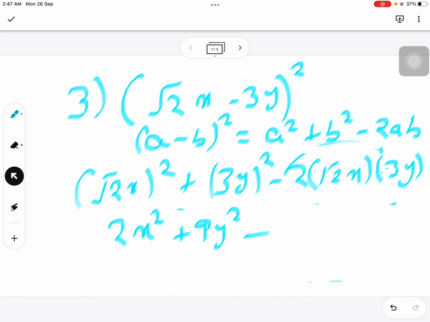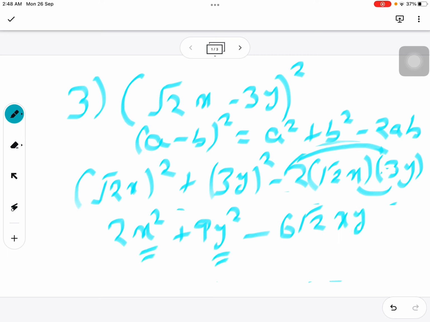So here, 2 into 3 is 6, 2 into 3 is 6, into root 2, 6 root 2, it remains like that only, into x into y. Okay, here all of them are unlike terms. Here the term is x square, here y square, here xy. The variables are all unlike terms, so we cannot further add or simplify or subtract.